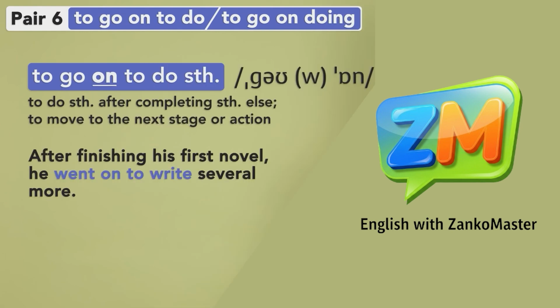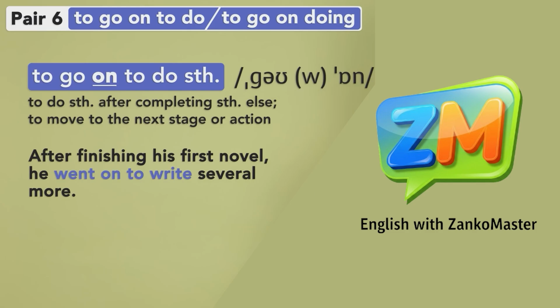Our final pair is actually one phrasal verb, but it can be followed by different grammatical patterns. These make the meaning so different that it might as well be two phrasal verbs. I hear my students make mistakes with this verb all the time, so I had to include it. The verbs are to go on to do and to go on doing.